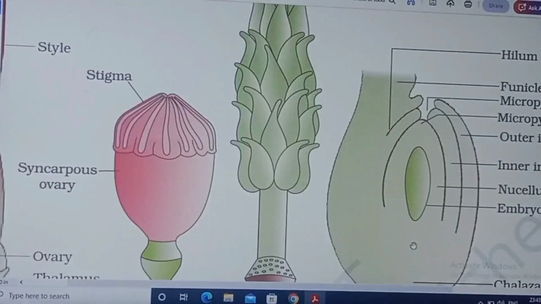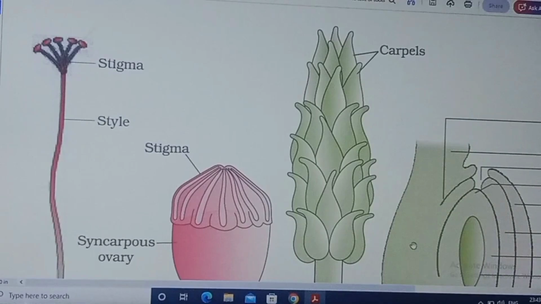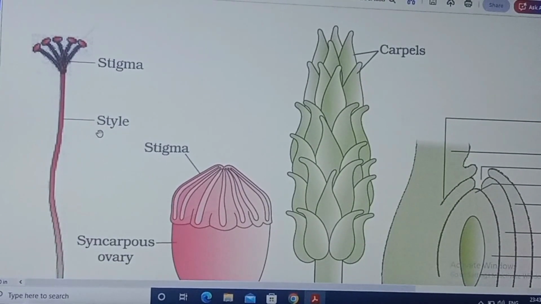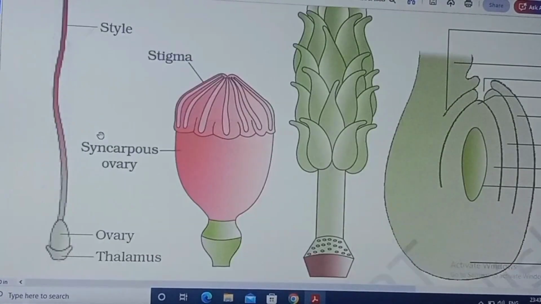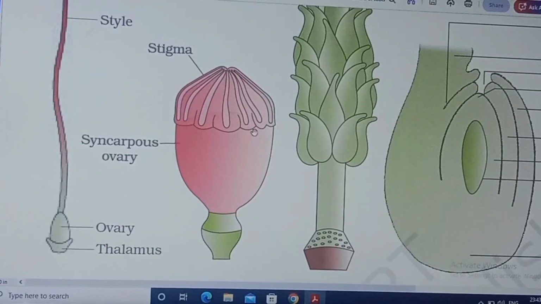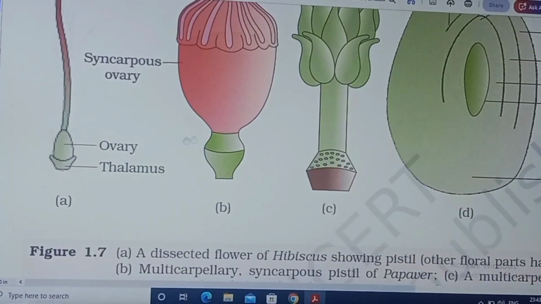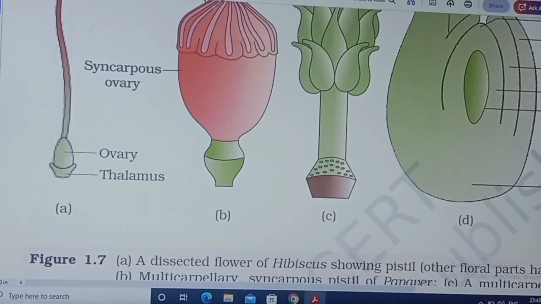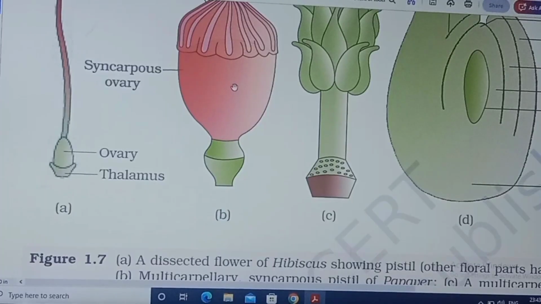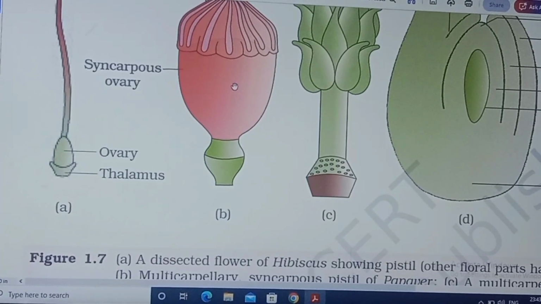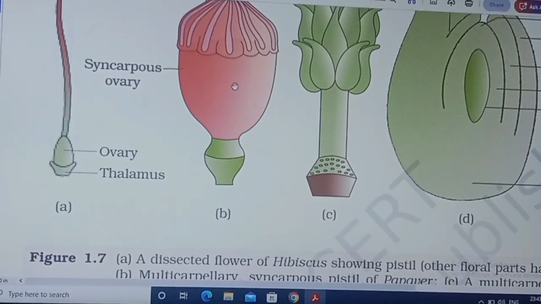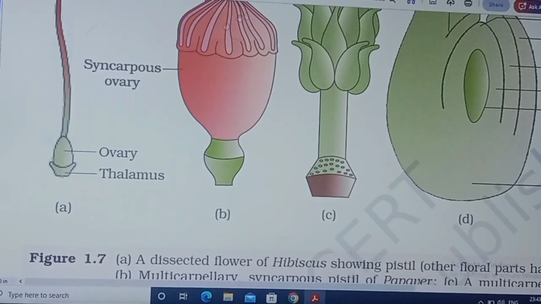Now I will explain the diagrams. This is the stigma, this is the style, this is the ovary, and this is the thalamus. Part B is the syncarpous. You have to remember the picture. They will give it in the NEET examination, directly they can give. This is an easy point that you can remember. This is a syncarpous picture. You have to remember that.